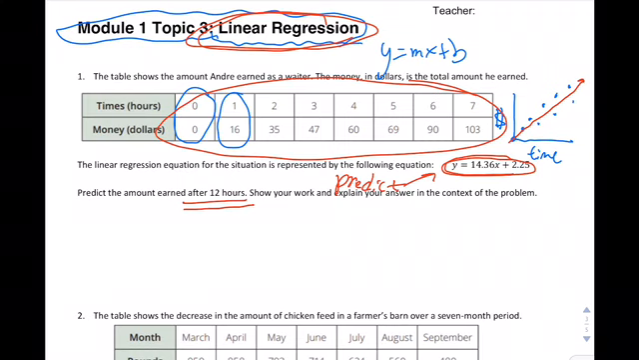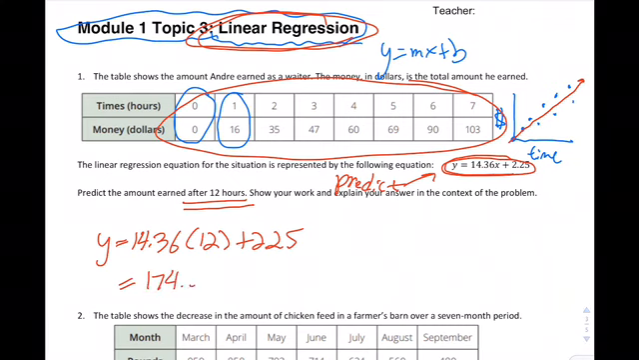So show your work and explain your answer in context of the problem. Predict after 12 hours, well, that's just a simple plug into your equation, and let's see what value we get. 14.36, now I'm going to substitute a 12, plus 2.25, and whatever value this gives you will be the predicted amount after 12 hours. Give me 1 second while I type this in my calculator. 14.36 times 12 plus 2.25, and we get 174.57.